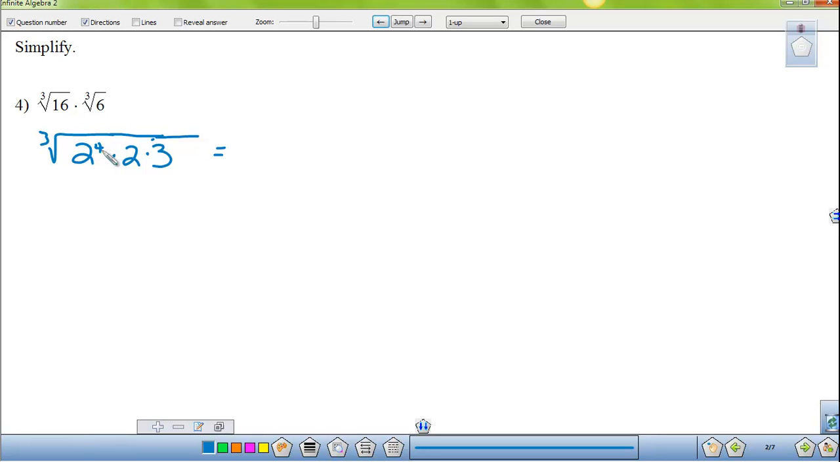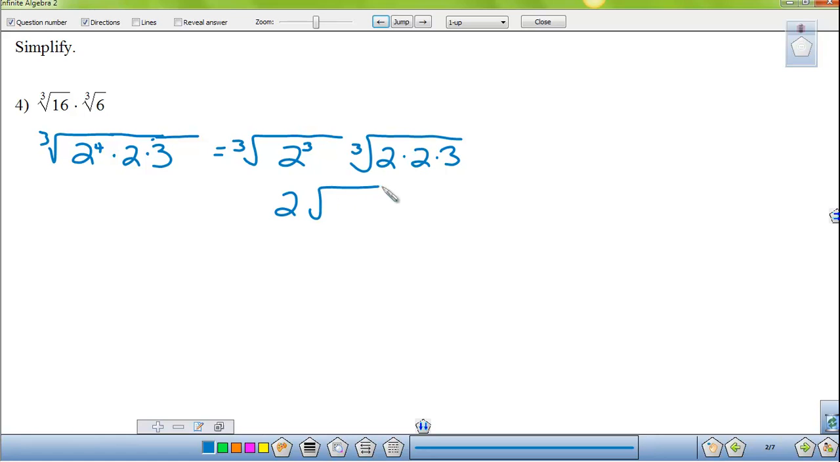I notice that I've got 4 here and 1 here, so what I would like to do is break that 2 up into 2 cubed. Take that extra 2 and put it underneath a separate radical. There's the extra 2 that I took out of the 4, and then you have that 2 times 3. Since there's not a trio of any of these numbers, they simply have to stay underneath the radical sign, but we know that when you take a cube root of a cube, these two cancel each other out.